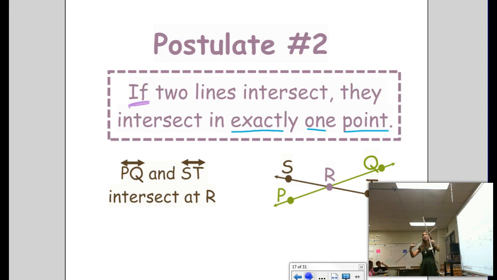Overlapping. Not overlapping. They're not touching. These will never intersect, and they're parallel. I agree. These will never intersect either, but they're not parallel. This one goes this way. This one goes this way. But we'll talk about it tomorrow. Don't worry. All right, ready?